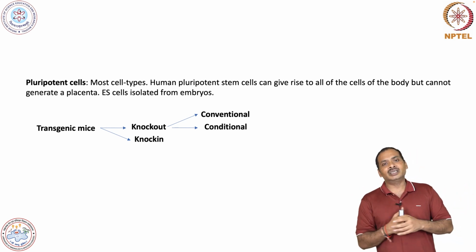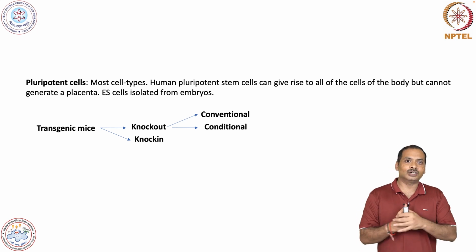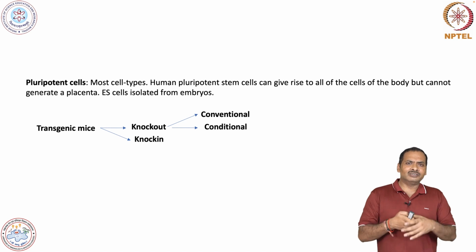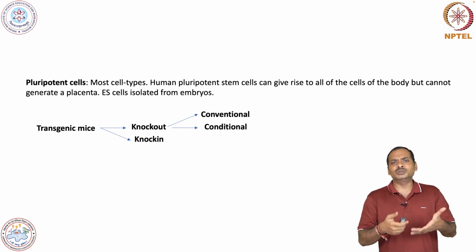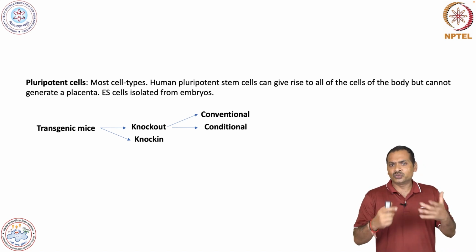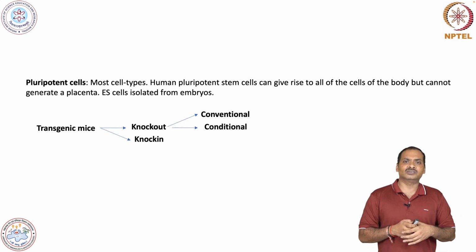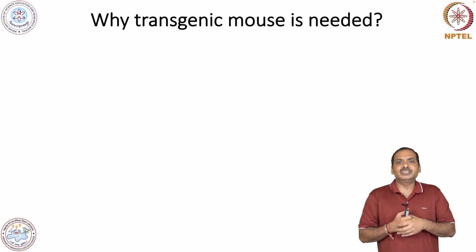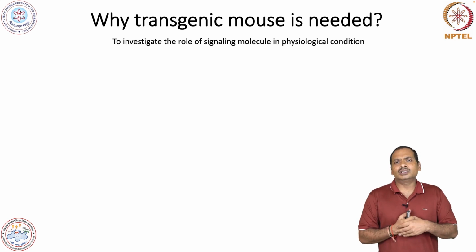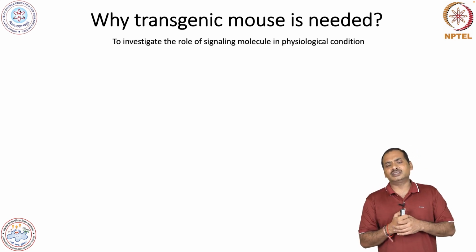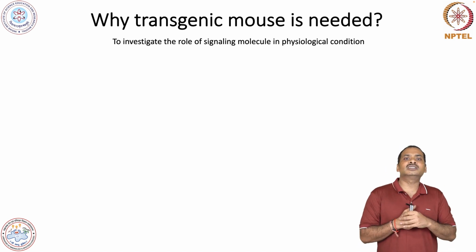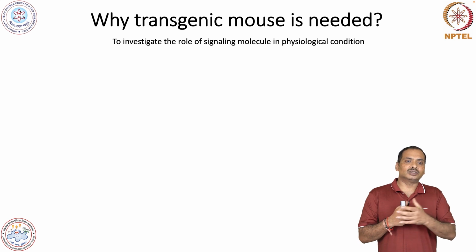In the next session I will discuss how to create these conventional or conditional knockout mice. Here I will just explain how these mice can be used for proving some very important discoveries. For example, why is a transgenic mouse needed? When I say transgenic mice, it could be a knockout or a knock-in. So first I will tell the importance of knockout mice.